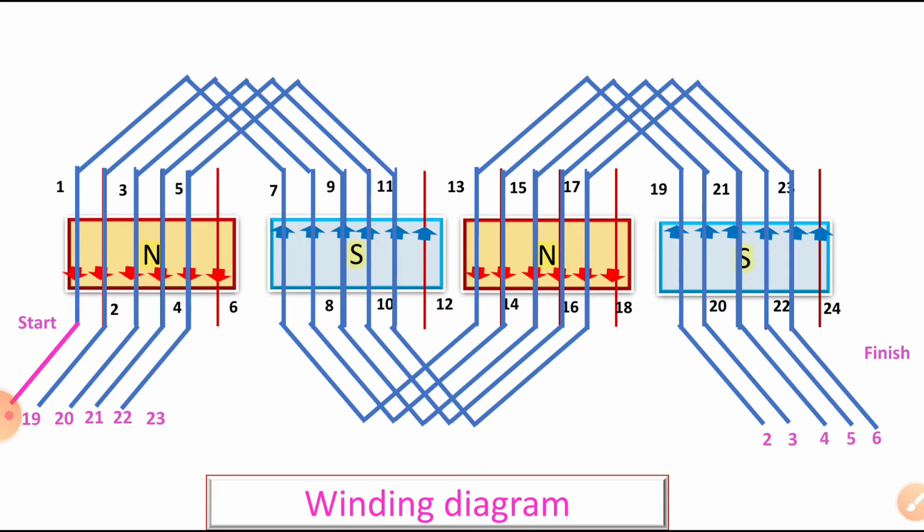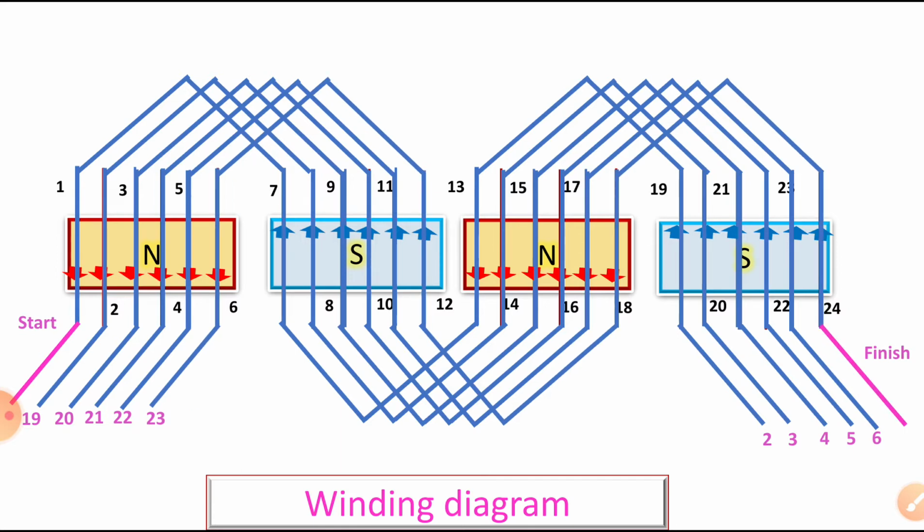I connected it. Now 5 plus 6 is 11, 11 plus 6 is 17, 17 plus 6 is 23, and 23 plus 7 gives the sixth conductor, already known. And 6 plus 6 is 12, 12 plus 6 is 18, 18 plus 6 is 24th. This is the final connection.